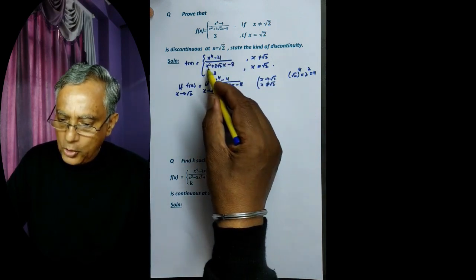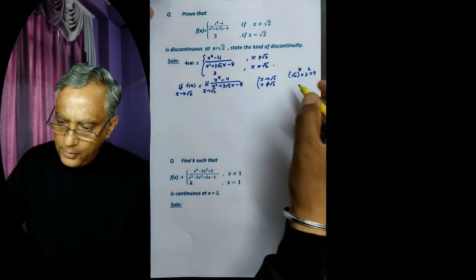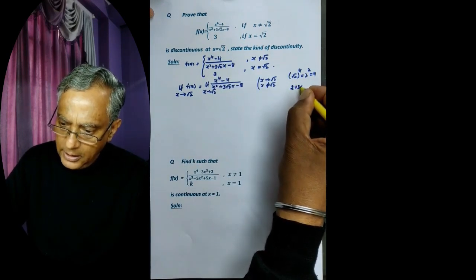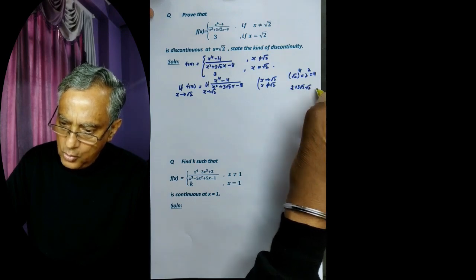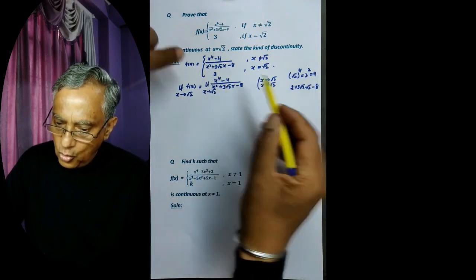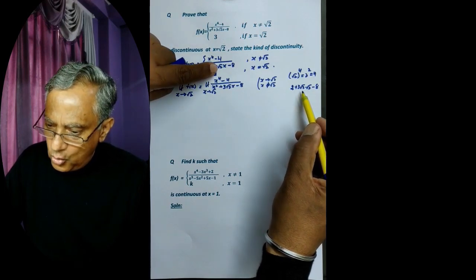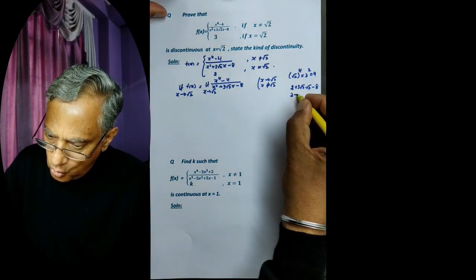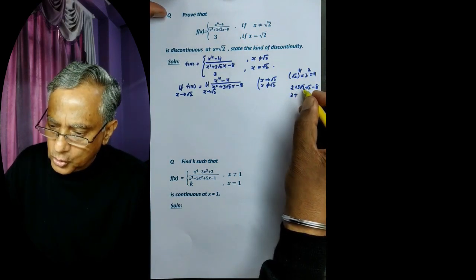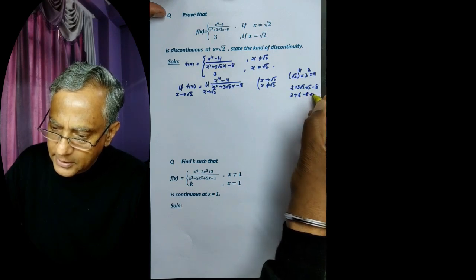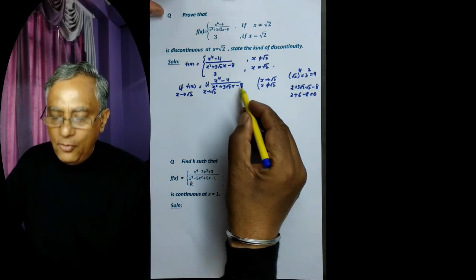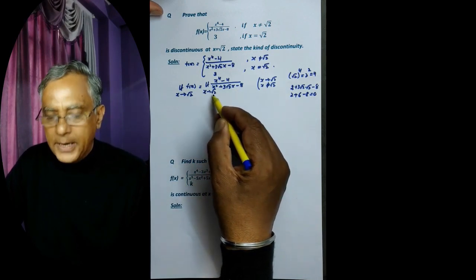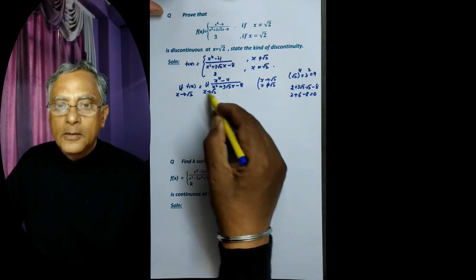X minus root 2 will be a factor of this polynomial by the factor theorem. And similarly, when we put x equal to root 2 here, what we get is root 2 square is 2, plus 3 root 2 into root 2 minus 8. Root 2 square is 2. 3 root 2 into root 2 minus 8. So we have 2 plus, root 2 into root 2 is 2, so 3 into 2 is 6. 6 minus this is equal to 0. So we again have 0. So again we know by the factor theorem that x minus root 2 will be a factor of this polynomial.